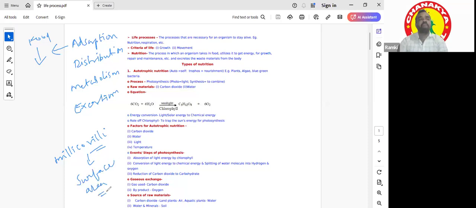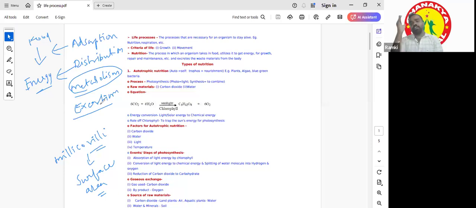After that, the absorbed food material needs to be broken down to form energy through the process of respiration. That energy and oxygen are carried with the help of circulation, and finally the waste material is excreted in the process of excretion. So these are the four major processes which happen in our body, dear.